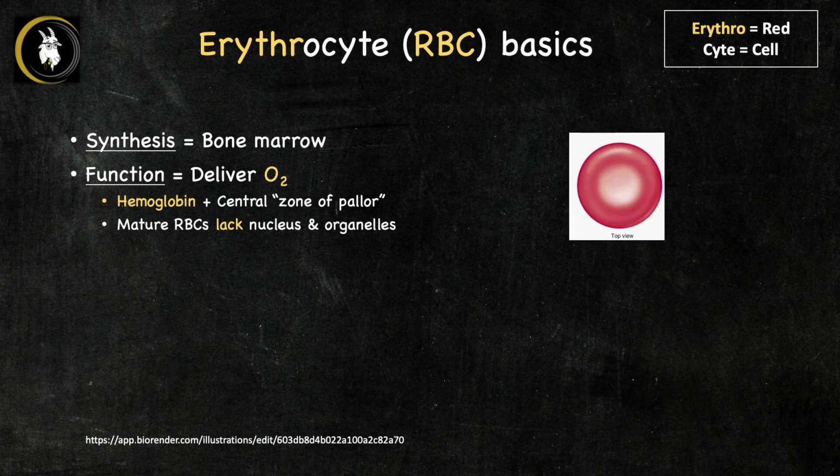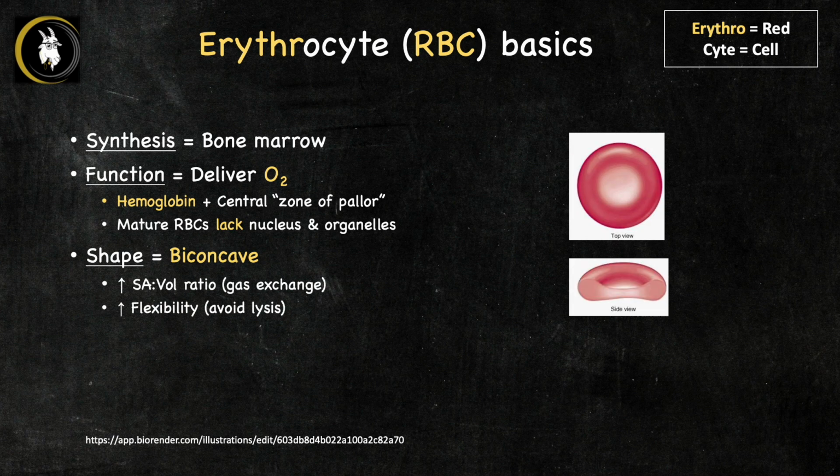So as red blood cells are developing in the bone marrow, they get rid of their nucleus and organelles to make room for as much hemoglobin as possible. The next important thing is the red blood cell shape. They're biconcave or disc shape, and this is important because number one, it increases their surface area to volume ratio, which makes them more efficient at gas exchange, which remember is their main job. And then number two, it allows them to be more flexible, which is actually really important because remember, red blood cells are circulating in the blood and going everywhere, so they need to be able to navigate tight spaces and narrow blood vessels. So this flexible shape helps keep them from getting trapped and lysed.